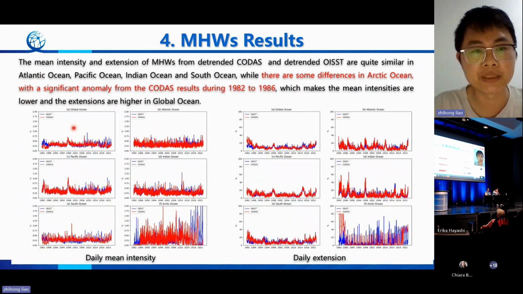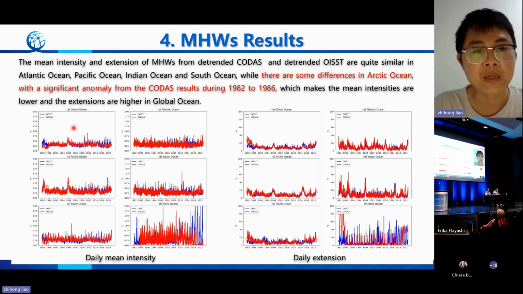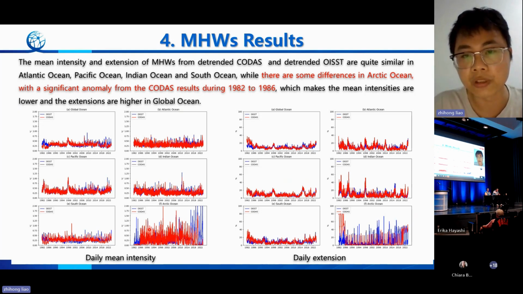This slide shows the mean intensity and extension of marine heat waves from detrended CODAS and detrended OST. The results show quite similar in the Atlantic Ocean, Pacific Ocean, Indian Ocean, and Southern Ocean. But in the Arctic Ocean, there are some differences with a significant anomaly here. From CODAS, during 1982 to 1986 there are larger, lower mean intensities and larger extensions in the Arctic Ocean, which makes a difference in the global ocean.